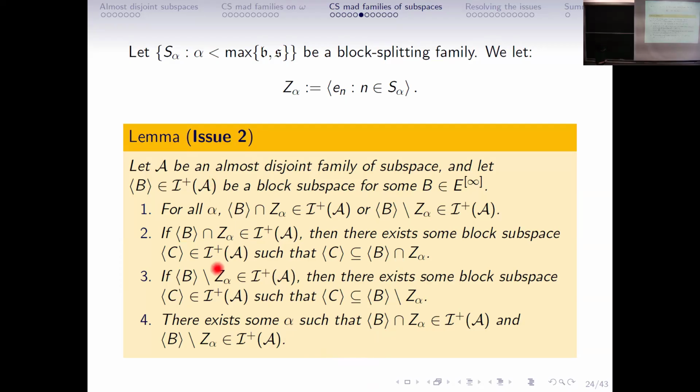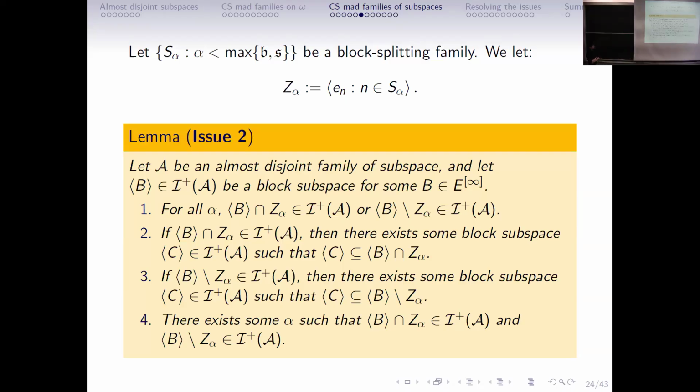But what are these 1, 2, 3 dealing with here? So let's take a look at number 1. Number 1 says that for any alpha, B intersect Z alpha is positive, or B minus Z alpha is positive. Well, in the case of omega, that's obvious, right? Because it's an ideal. But like I mentioned, in the case of vector spaces, IA is not an ideal. So this is actually not straightforward. It's not immediate.